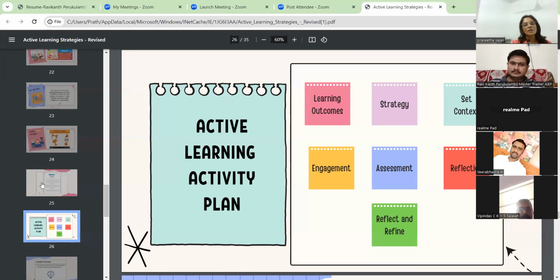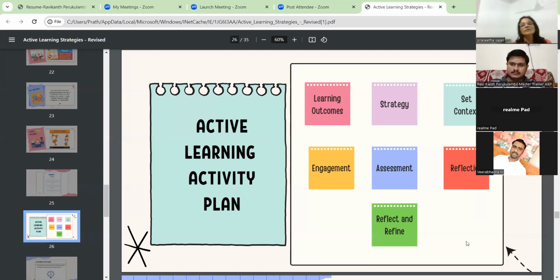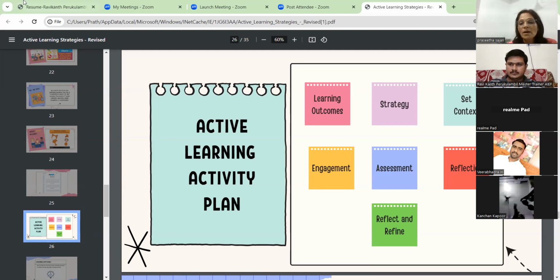So how do you plan these? There are a lot of active learning methods actually. I have just come with 8 of them. Whether you are making an art integrated project, or conducting any seminar, any group discussion, or even a simulation, whatever you are doing, first and foremost you have to define the learning outcomes.